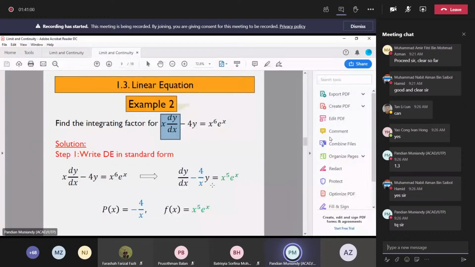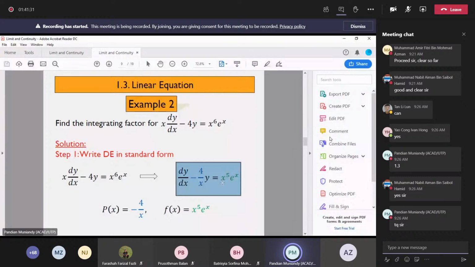Remove the x. So minus 4 over x, y, x power 6 divided by x, x power 5 e^x. This is the tricky part. This one we call it linear, but not standard form. What is standard form? Standard form is this one. So dy/dx minus 4y/x equals x power 5 e^x. So your P(x) is minus 4/x. Your f(x) is x power 5 e^x.